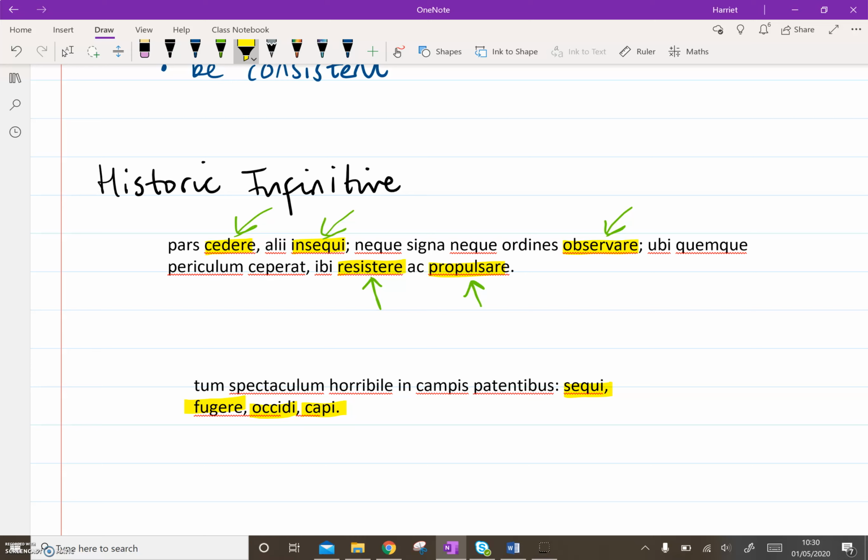So this is the nice moment in Latin where we just have to take it into our own hands and think about what it actually means. Instead of translating them as infinitives, describe what's going on: pursuit, flight, people being killed, people being captured. Okay, that would be a nicer translation for that one. So consider the fact that it could be translated as a noun rather than an infinitive.